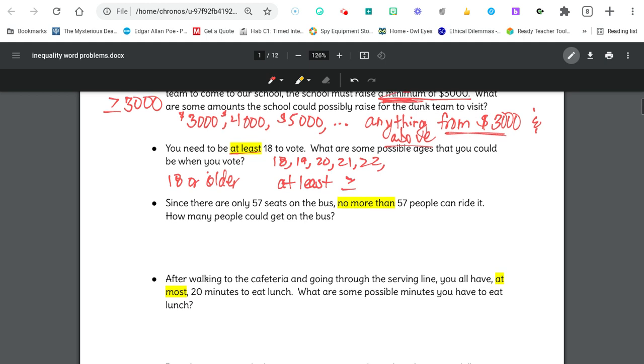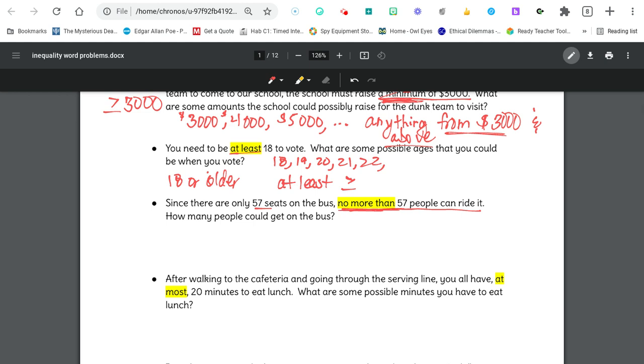Let's take a look at the next one. Since there are only 57 seats on the bus, no more than 57 people can ride it. How many people can get on the bus? No more than 57 people. So can I have 58 people on the bus? No, because I can have no more than 57.